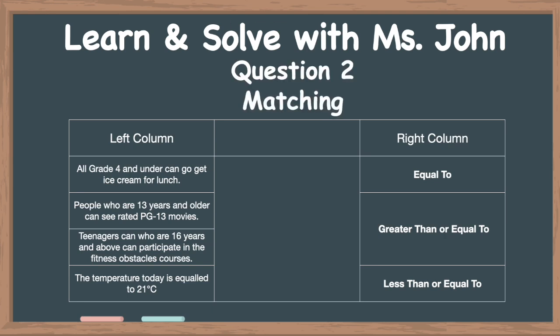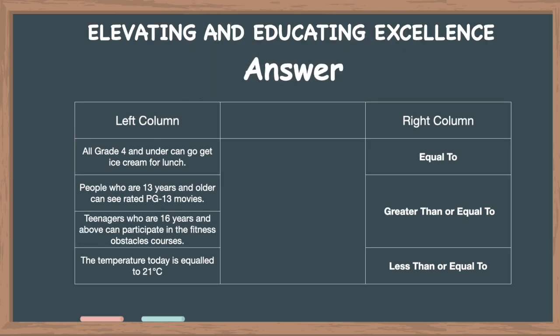Question number 2, matching. You're going to read the statements in the left column, and match them to the right column. You got this. Answer. All grade 4s and under can go get ice cream for lunch. 4 and under representing less, therefore the answer is less than or equal to. People 13 years and older can see related PG movies. So 13 and older being greater, equal to would be the answer.